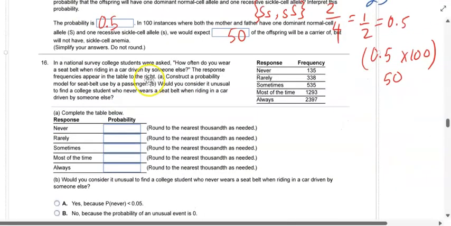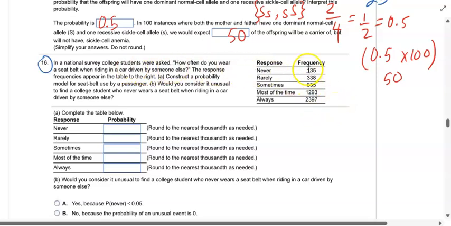Question number 16. In a national survey, college students were asked, how often do you wear a seat belt when riding in a car driven by someone else? The responses are given in the table. Remember that the outcomes are never, rarely, sometimes, most of the time, always. In other words, 135 is a frequency. That means 135 people say they never wear a seat belt when riding in a car driven by someone else.